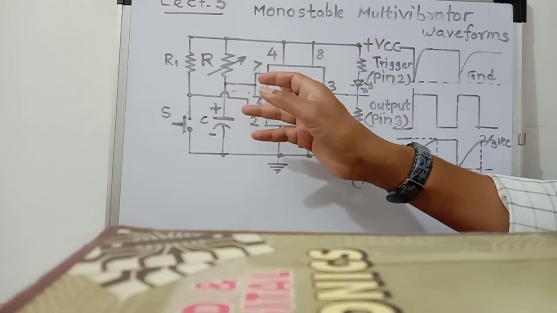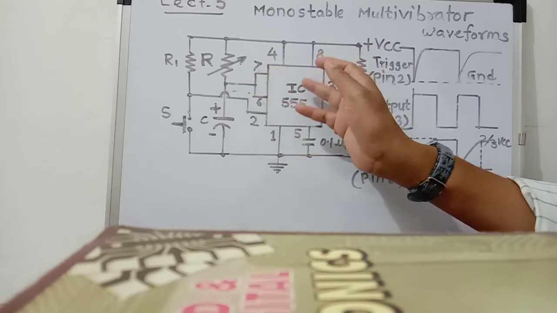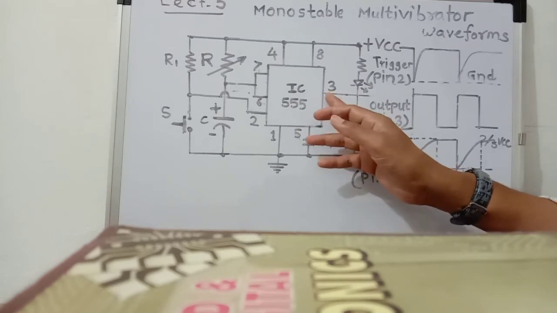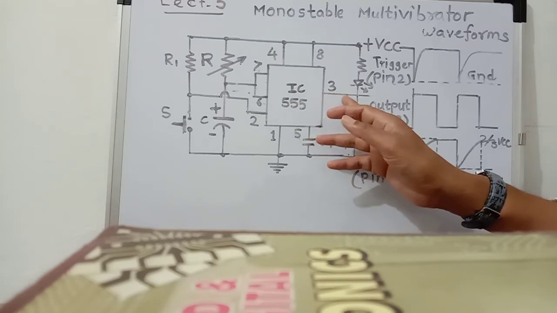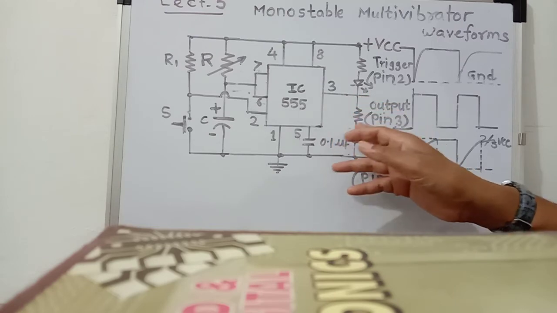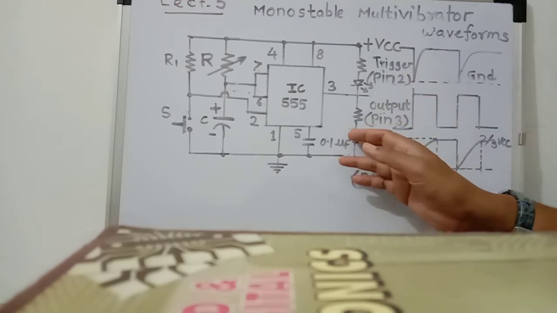Hence, as it sets the flip-flop, Q is equal to 1 and Q bar is equal to 0. Now, Q bar means the output of pin number 3, and therefore the output goes low and the LED remains off.